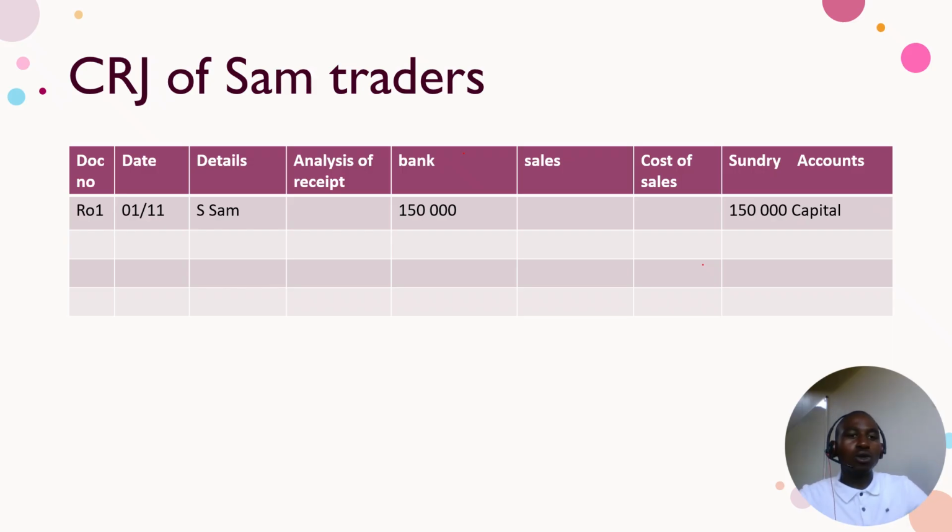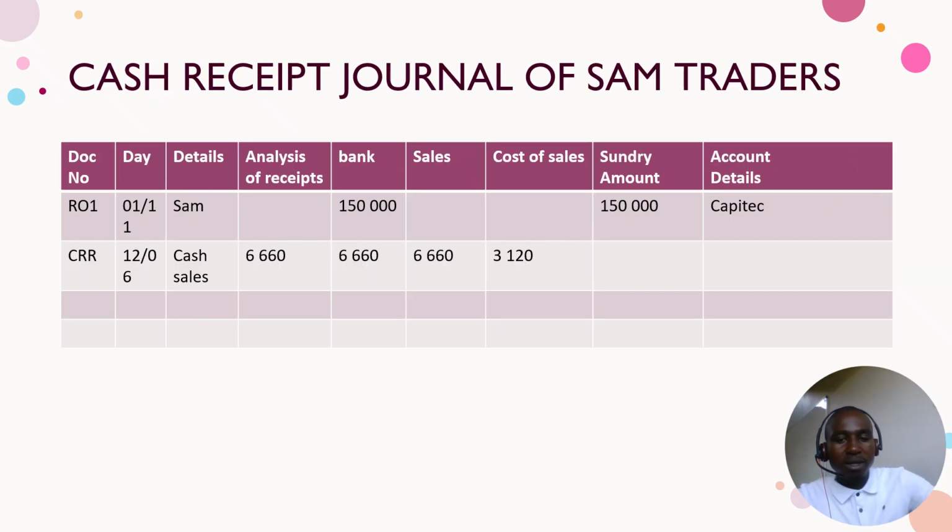All right. Now let's go to transaction number 3 and see how we can record it. That was saying cash sales amounted to 6,660 and the cost of sales was 3,120. Now, because we are doing cash sales, we do have a receipt. We print the receipt at the till. So the source document number that we use is the cash register roll. For cash sales, we always use CRR as a source document number.